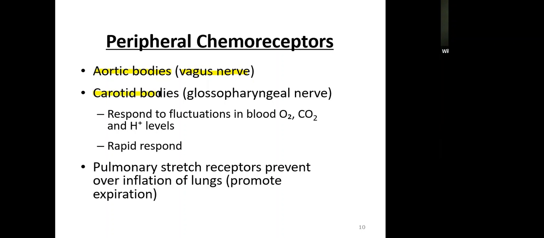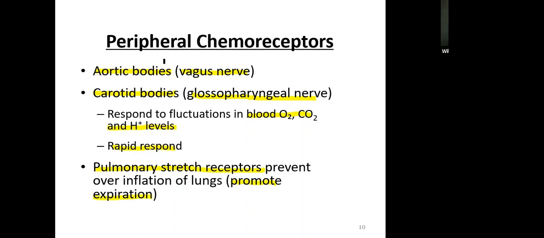The carotid bodies are within the carotid. So this is where we find, within the carotid sheath, the carotid artery, jugular vein, and the vagus nerve all going down through it, communicating via the glossopharyngeal. This responds to fluctuations in blood O2, CO2, and hydrogen levels. It's a rapid response. We have pulmonary stretch receptors, and these prevent overinflation of the lungs and ultimately promote expiration.